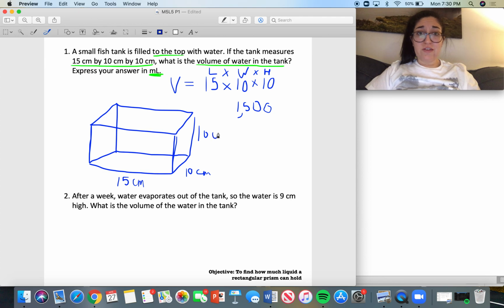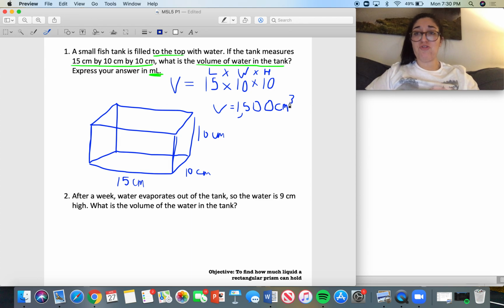Now, since this measuring was all done in centimeters, right? 15 centimeters by 10 centimeters by 10 centimeters, then the volume is also, and sorry, this looks a little bit like a 6, so I'm actually going to delete it and just rewrite it as more of a 0. The volume is also 1,500 centimeters, and because it's 3D, it has length, width, and height, imagine like a 3D box, it's cubed.